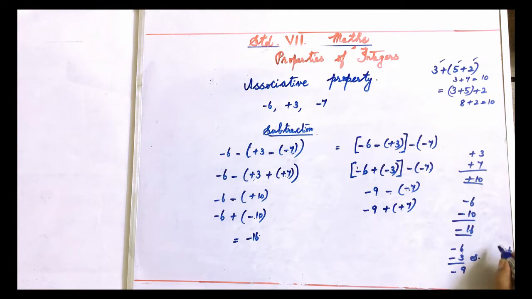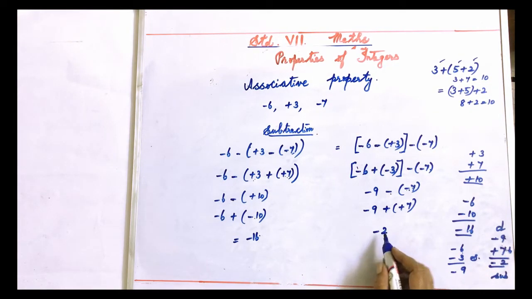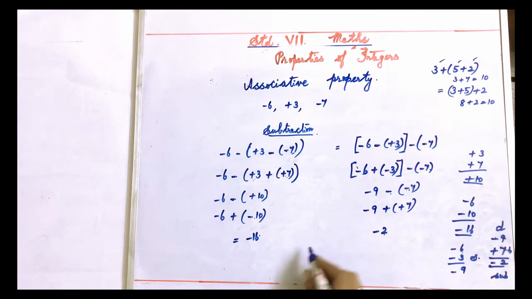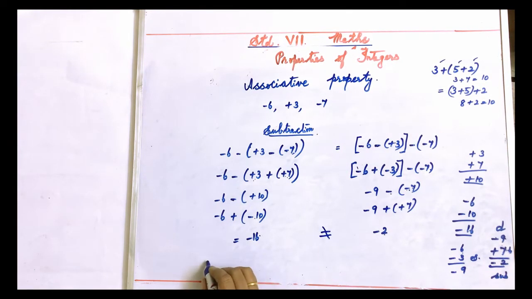Minus 9 plus 7, different sign, so we have to subtract. 9 minus 7 is 2 and the greater number's sign is minus. So minus 2. So the right hand side answer is minus 2, the left hand side answer is minus 16. Both are not equal. So the associative property is not true for subtraction.